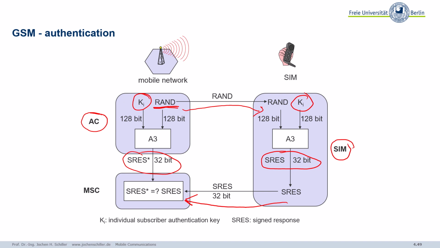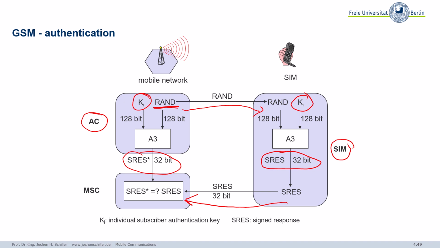If they are equal, the SIM is authenticated, not the device, not the user, but the SIM. The network provider is not interested in whether the phone is stolen and someone else abuses your phone. As long as there's a valid SIM, someone pays for it. And that's the important part. Okay, so that's the authentication.